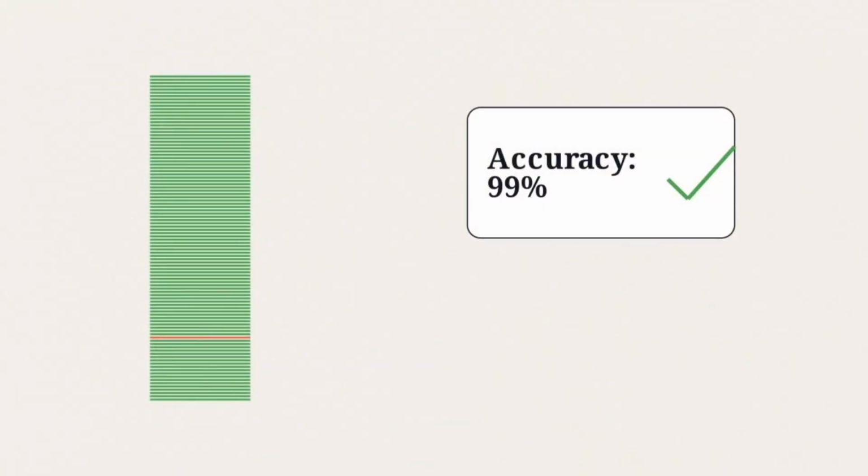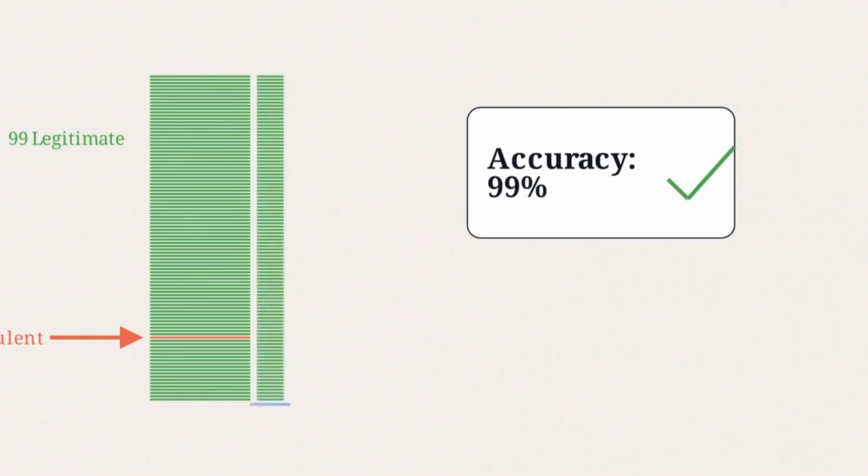This table shows a common trap. Judging a model by accuracy alone can lead to dangerous conclusions. If 99 transactions are legitimate and only one is fraudulent, a model can hit 99% accuracy just by blindly guessing legitimate every time. It is accurate, but it is useless at catching fraud.